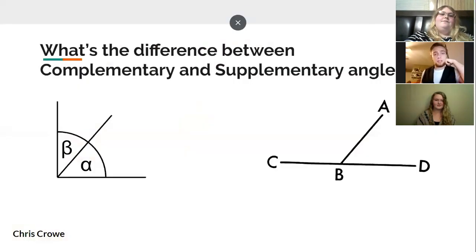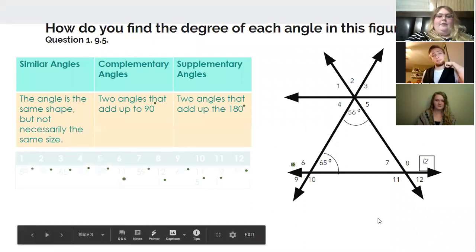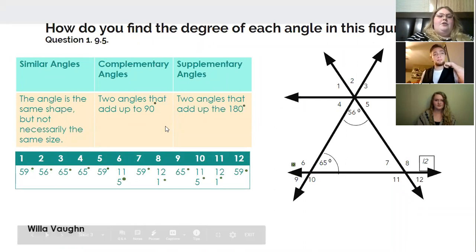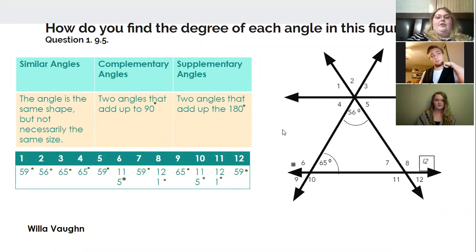So I actually have to start this off with a question because I'm still learning many things. Willa, I need your help on figuring out the difference between complementary and supplementary angles. Of course. So here we have complementary and supplementary angles in this little definition chart. You can see complementary angles are two angles that will add up to equal 90 degrees. And then supplementary angles are two angles that will add up to equal 180 degrees.